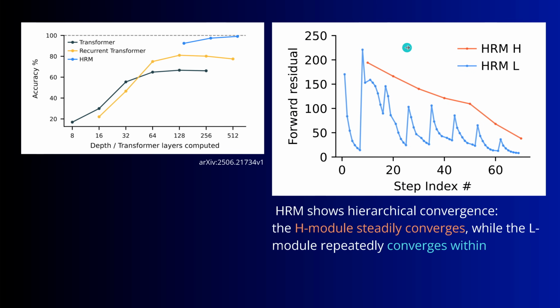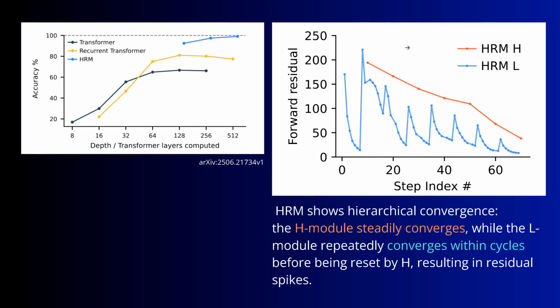So let's have a look at this two loop cycle, this two element cycle, this two module cycle. The trick is relatively simple, no? You see here, if you look at the forward residual and at the number of steps, the H module, this is here in orange, the H module steadily converges. Beautiful. While the L module, here in blue, you see the residual spikes before it converges, then it gets another input from the strategy, and then it converges, gets another input, another. So this is beautiful.